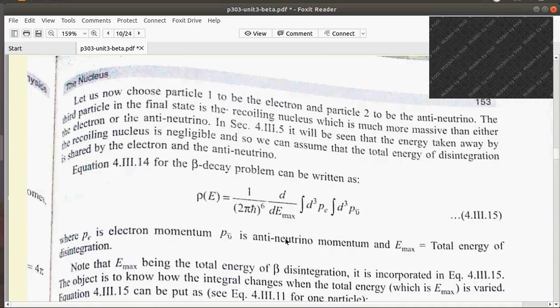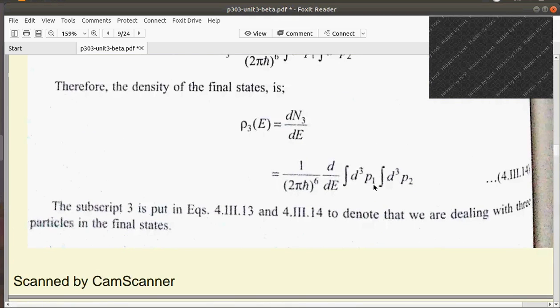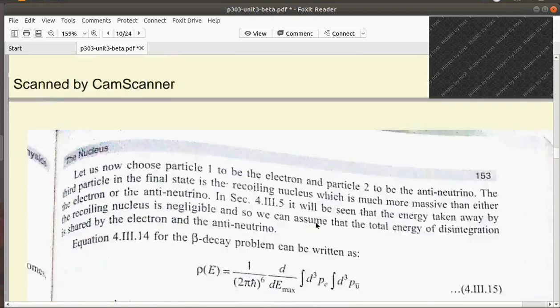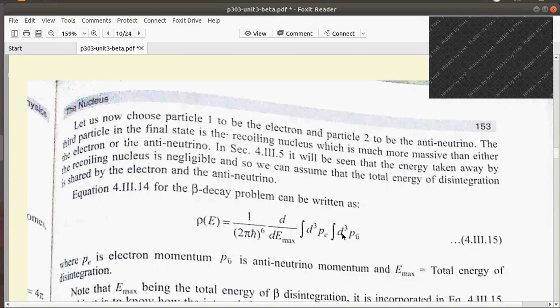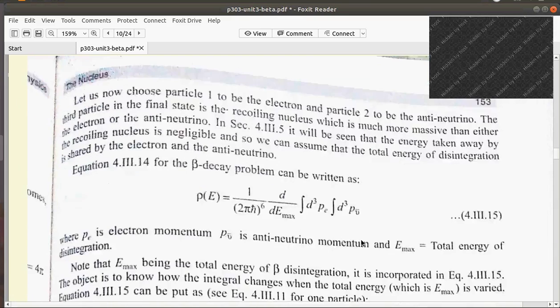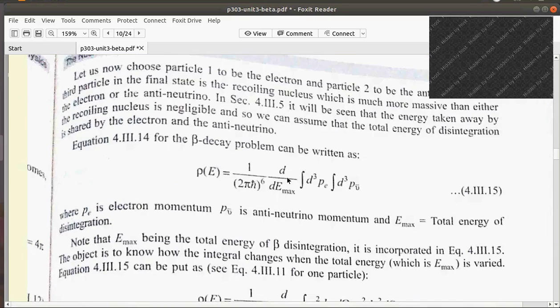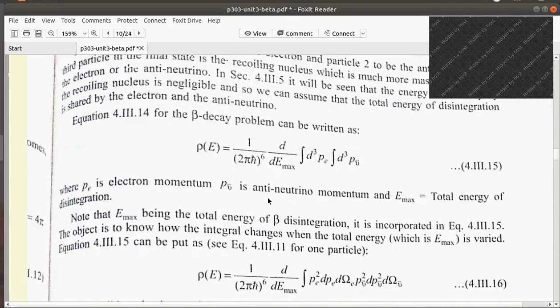So basically instead of particle 1 and particle 2, we will use the label E for electron and nu for neutrino. So that is why our problem here, dqp1 and dqp2 will now be written as dqpe for electron and dqp nu bar for antineutrino. And now energy becomes E max. Now what is this? This is the maximum energy that is available to the electron when the beta decay takes place. That is why the differential is with respect to the maximum energy that is available to you.